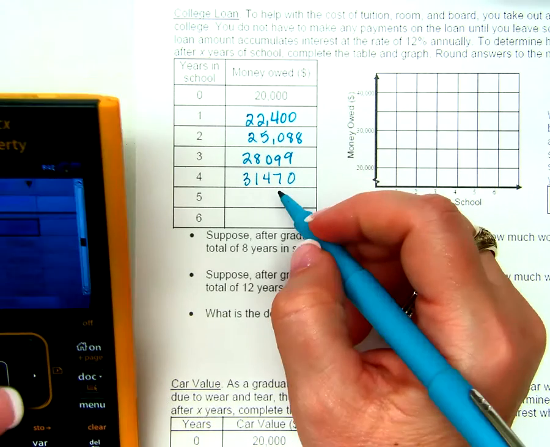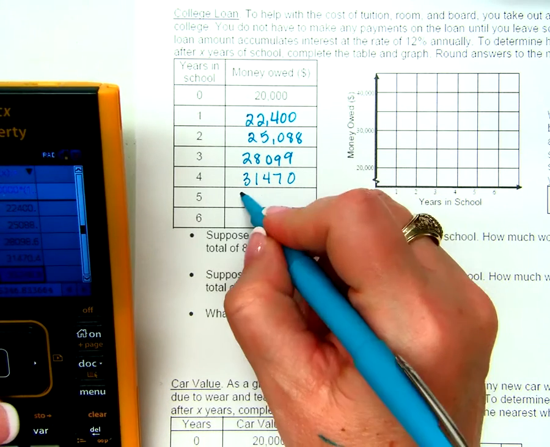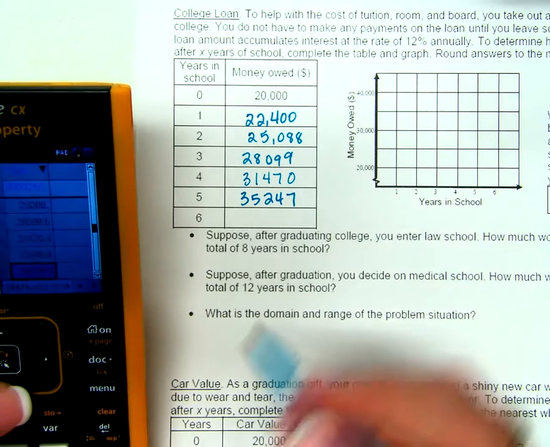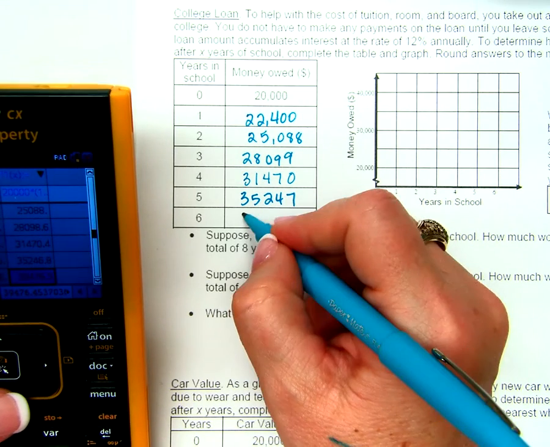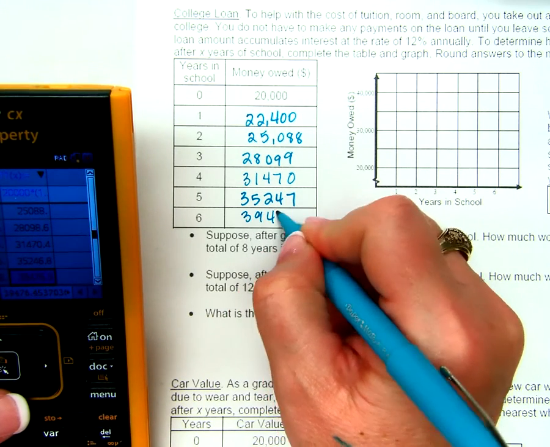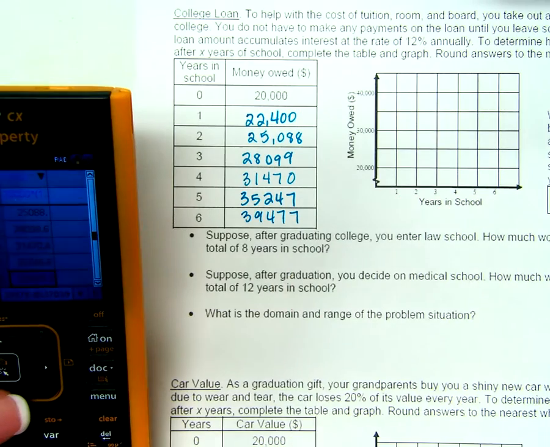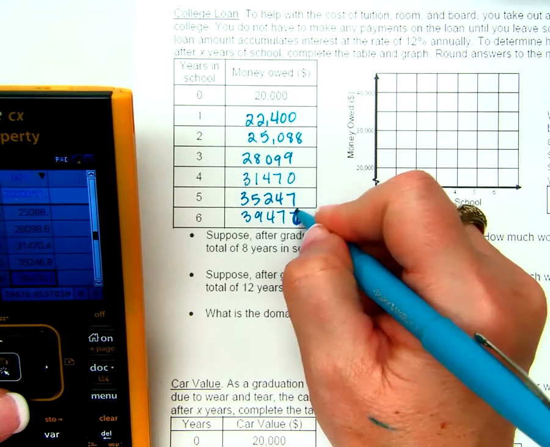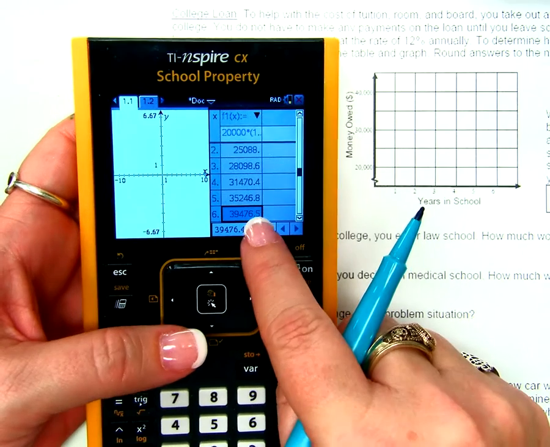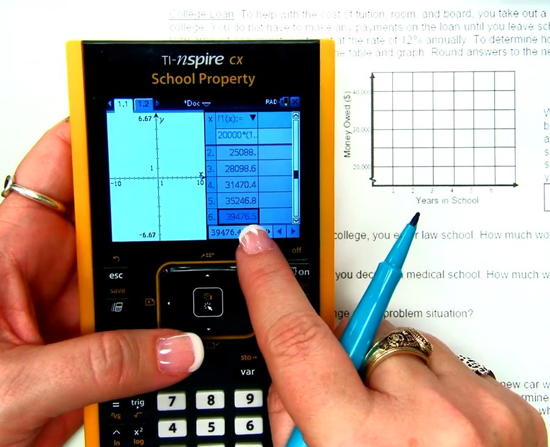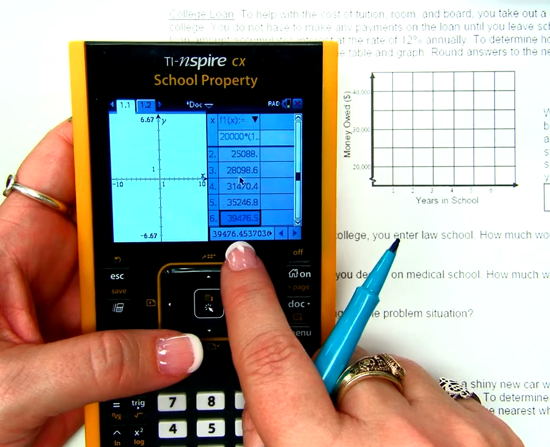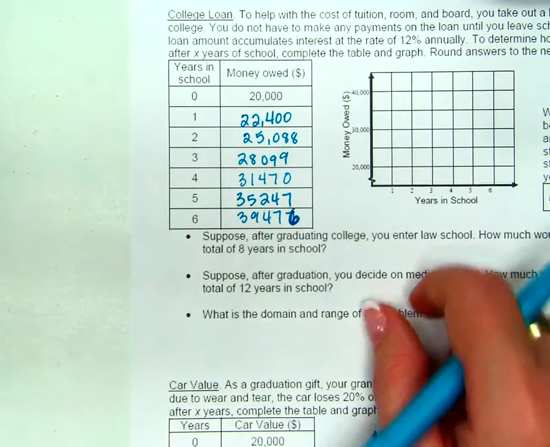431470, 535247 because that's rounded, and then 6 is 39477. Actually, it's 6. Look why it's 6. It looks like it should be rounded because that says 0.5. But if you look underneath it right there, it already has rounded it to 0.5. So I just needed to leave it alone. Okay.